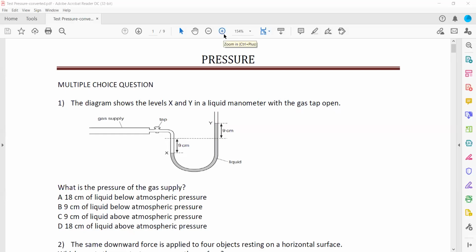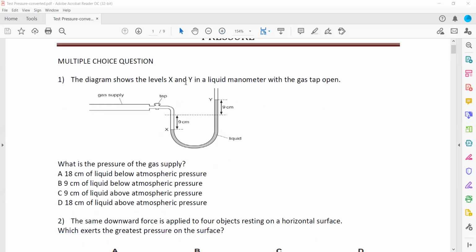Now we'll do some questions related to topic pressure. The first one, you can see a manometer. You can use a screen annotation or a chat to state the answer.